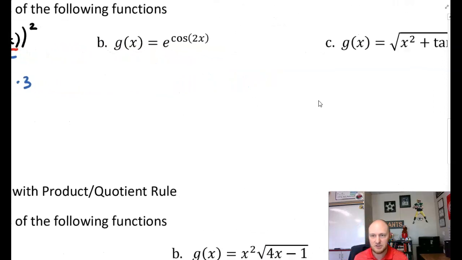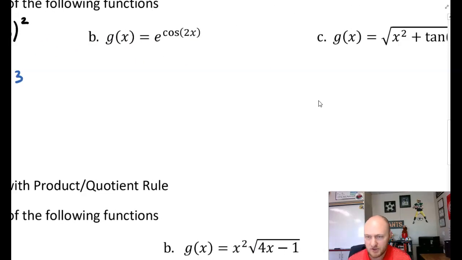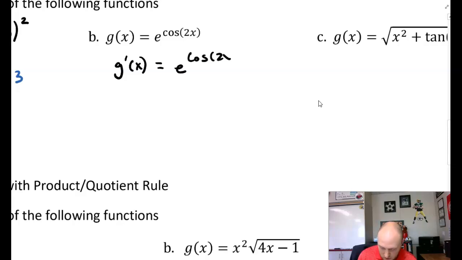B, g of x is equal to e to the cosine of 2x. Well, this time I'm going to take the derivative and work from the outside in. The derivative of e is just itself. I have e to the power of cosine of 2x. And then now I have to take the derivative of the exponent, of my u, if I was to u-sub that out. And the derivative of cosine of 2x is a negative sine of 2x.